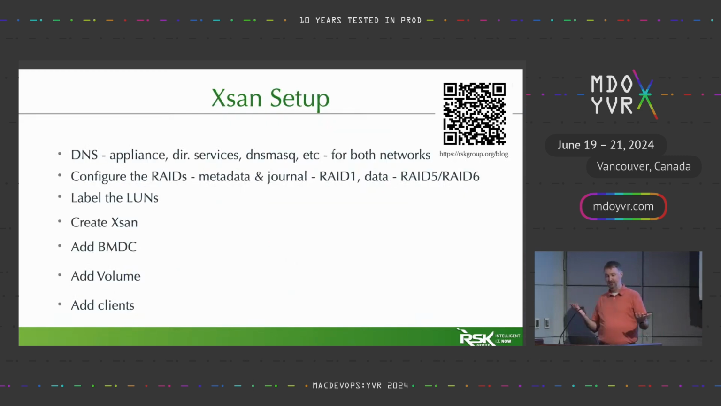All right, so we get our DNS from somewhere. Doesn't matter where. Maybe it's your Active Directory. That would work. Maybe it's a Mac running dnsmasq. That works too. Maybe it's your router, whatever network device you have.